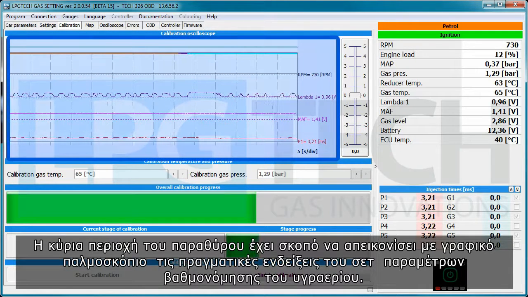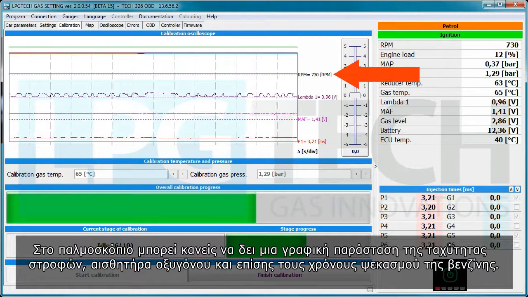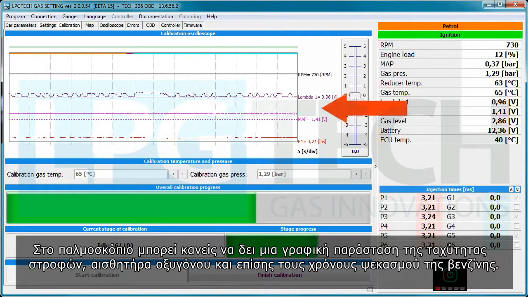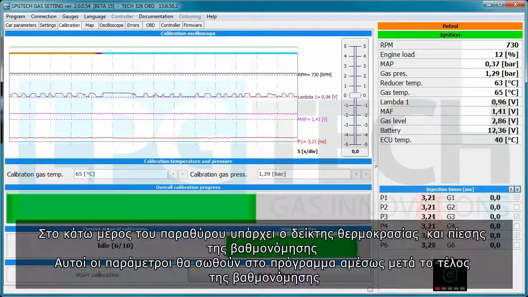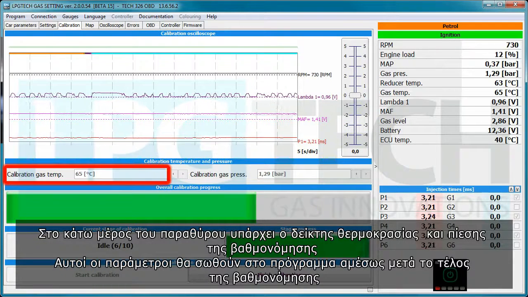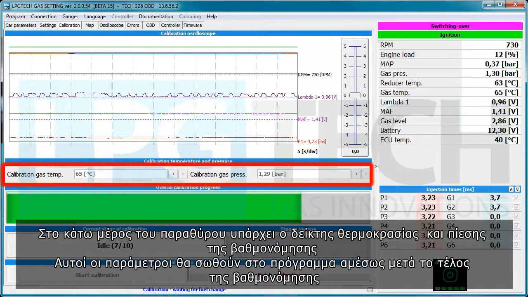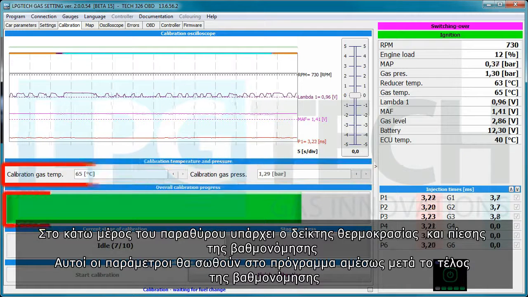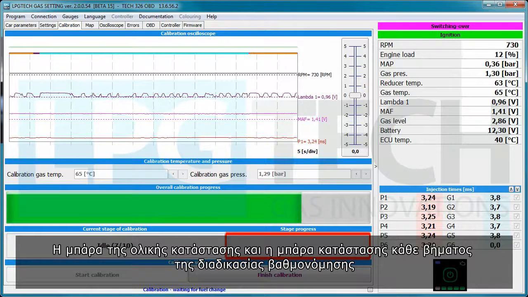The main area of the window is intended to illustrate graphically scopes of actual indications of set gas calibration parameters. On the scope you can see a graph of rotational speed, oxygen sensor or airflow meter, which we connected instead of the second oxygen sensor, and also times of petrol injection. At the bottom of the window there are temperature indicator of calibration and pressure calibration. These parameters will be saved in the software after calibration is finished. Then the total status bar and status bar of each step of the calibration process.